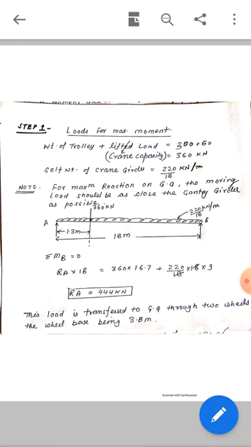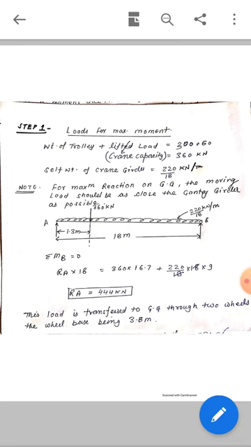As I have already told you, to get the maximum value of bending moment, we have to put the load nearest to the gantry girder. In the question, that value is given as 1.3 meter, which we call the minimum hook approach.